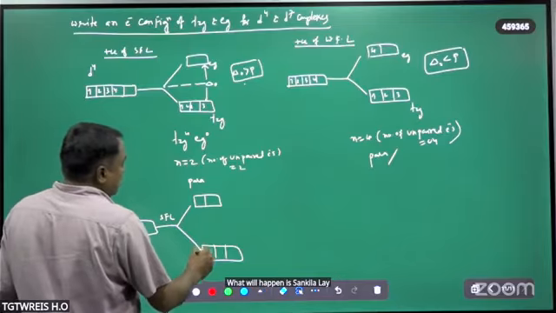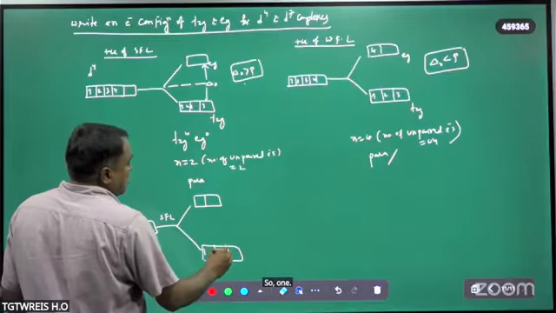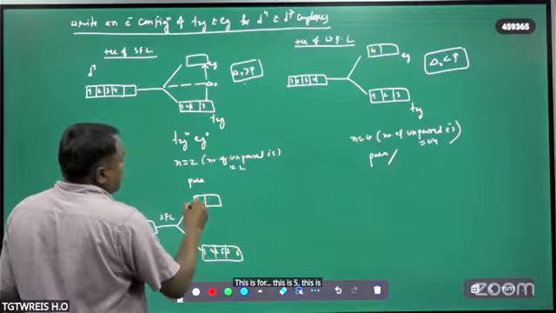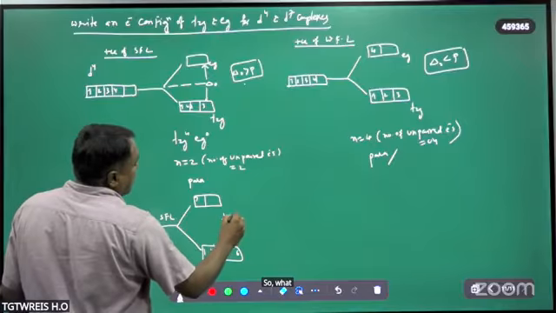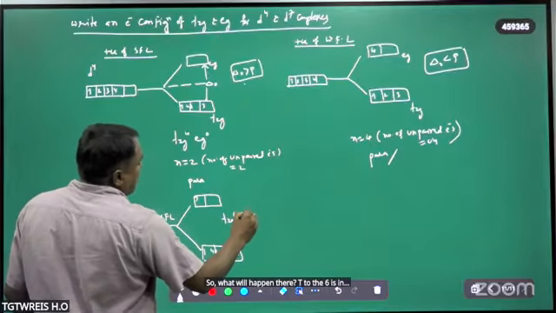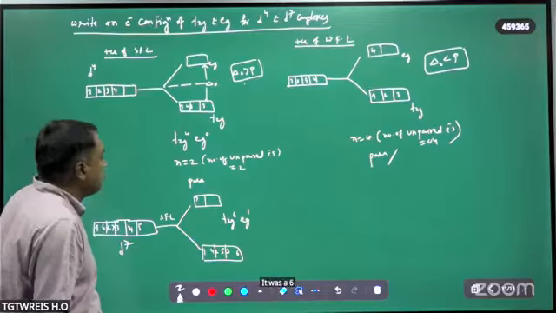So 1, 2, 3, 4, 5, 6, and this is the 7th one. So t2g6 is filled here. What will happen here? t2g6 is 1 only.